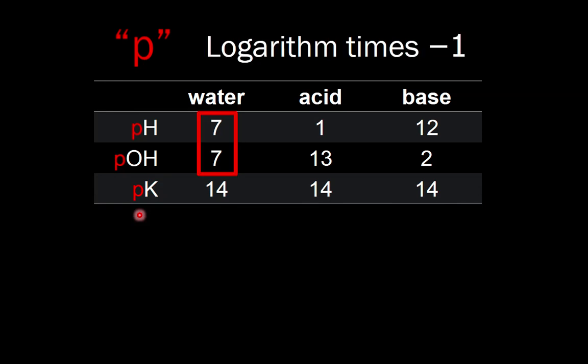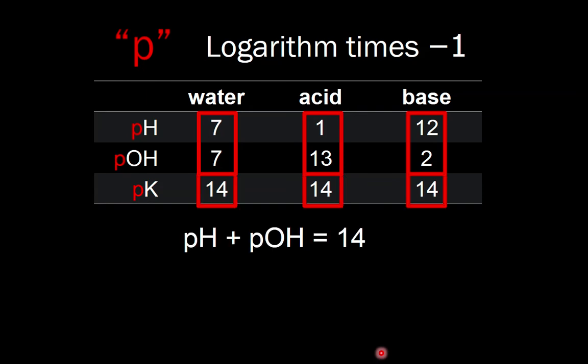So there's something to notice about pH and pOH and pK. They relate to each other in a certain way. If you take these two and you add them together, for all three of them, 7 plus 7, 1 plus 13, 12 plus 2, you get 14 every time. So we can get an equation out of this. And it basically says that pH plus pOH is always equal to 14. The reason that's useful is, let's say you measure the pH of a solution. You'll know that pH plus pOH equals 14, so if you know what pH is, you can easily calculate pOH.